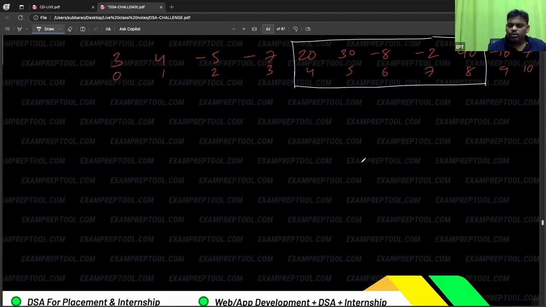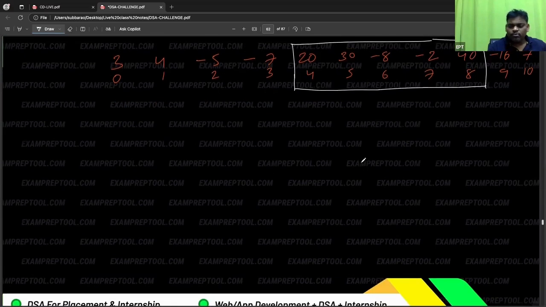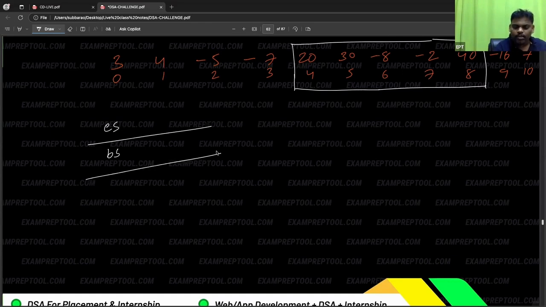To solve this problem, it is very simple. One scan only. I will take two variables. The first one is every time sum. Next one, best sum, is one more variable. Every time sum is one variable. Best sum is one variable.